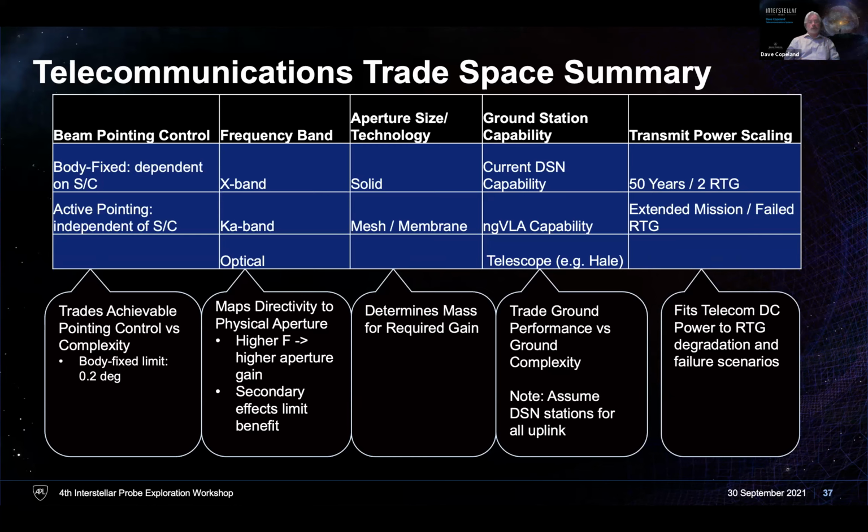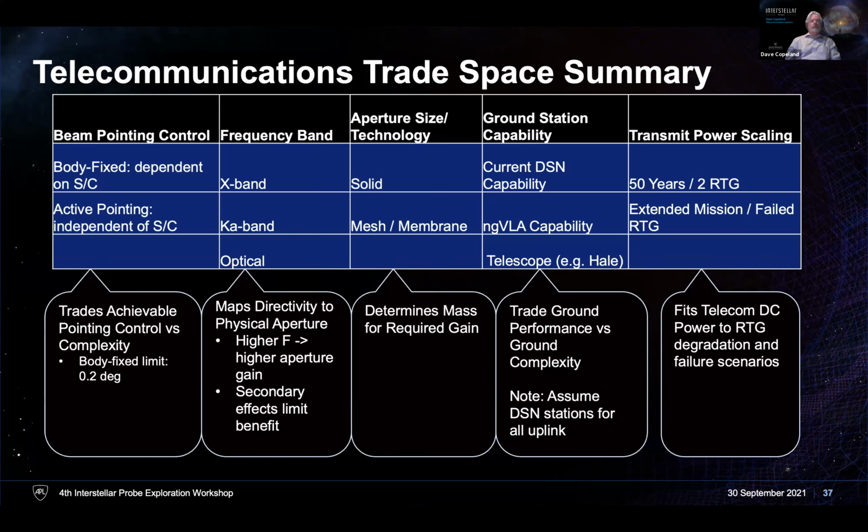Then the aperture size and the technology that is used. So Tony, speaking to your question here, we looked at both solid antennas and the other technologies that are available, including mesh or membrane reflectors and deployable reflectors. And this sets the mass that we're getting for the required gain.